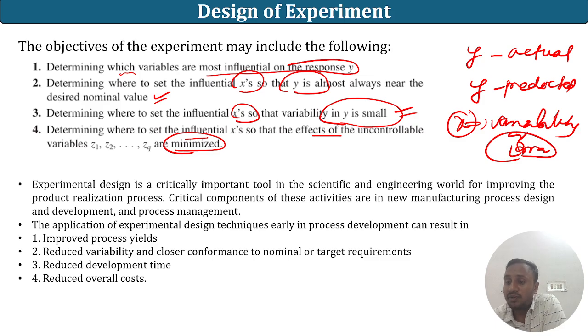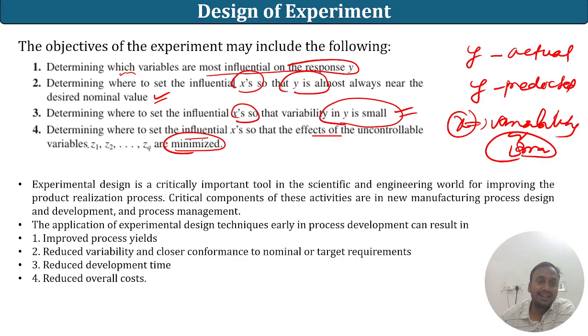That means the majority of the effect should be played by the controllable factors. Let's say for a drug, some factors we have in control and the second type is uncontrollable. We have to minimize the uncontrollable factors. That is the purpose of designing experiments.